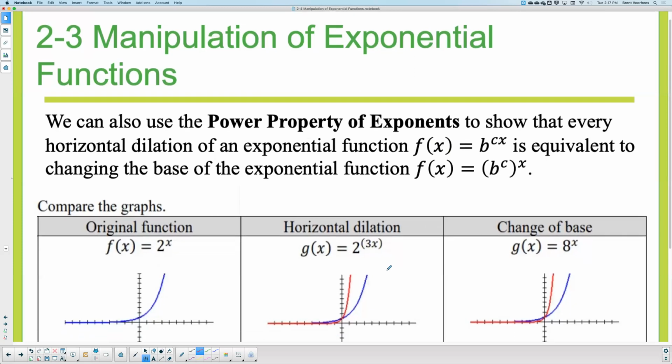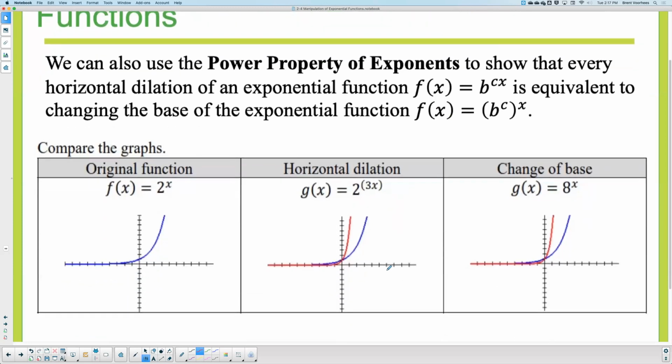Oh, forgot one. We can also use the power property to see that a horizontal dilation is equal to changing a base. A horizontal dilation can be the same thing as changing my base. Horizontal dilation, that means multiplying the x's. It's the same thing as changing the base. So here, 2 to the power of 3x is equal to 8 to the power of x. We're going to learn about that today.